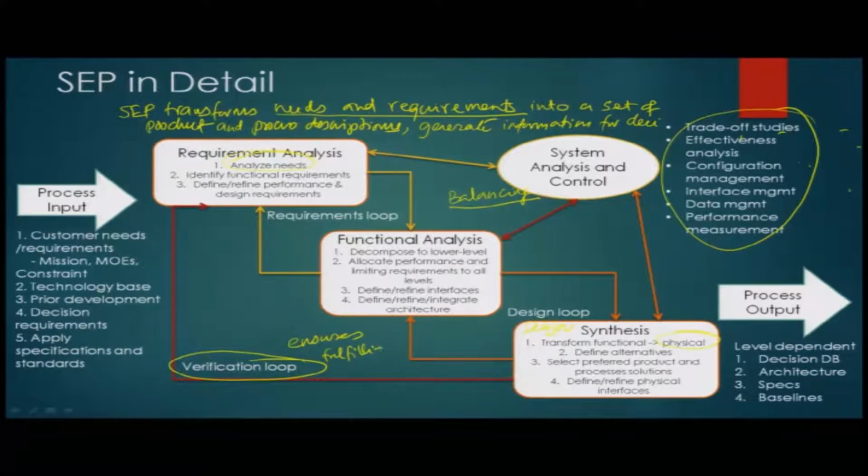fulfilling functional requirements by physical products. Yeah, the choices you make, some of them you might manufacture, some of them you will buy, but this loop is also necessary to ensure that the physical products that are chosen meet the customer needs or the customer functional requirements that are identified in the requirement analysis.